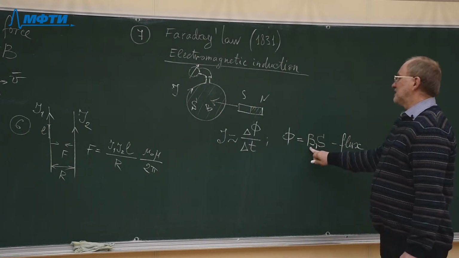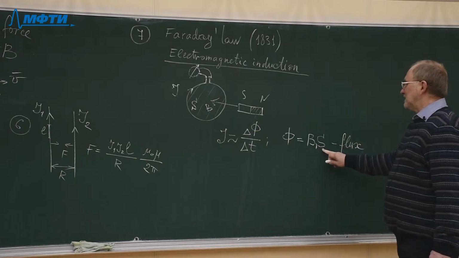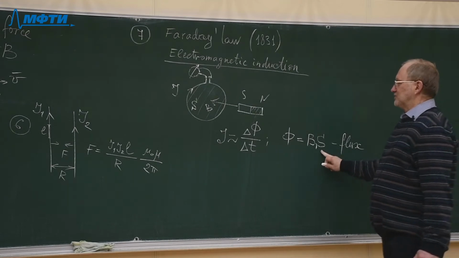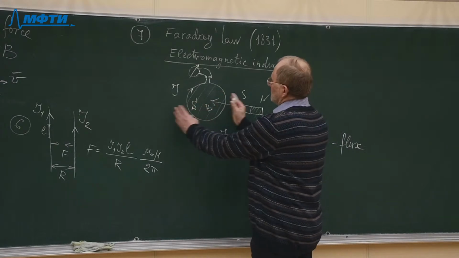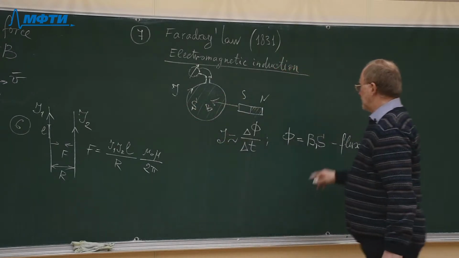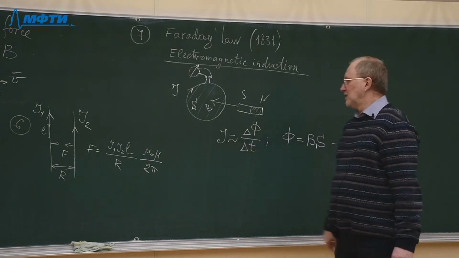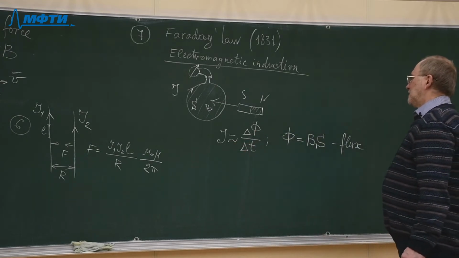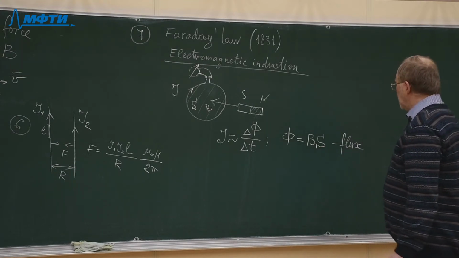So we may change the magnetic field, or we may change the area of the loop. We may somehow deform the loop and change the area. Again, the flux will change, and again there will be a current. So there are many possible ways to change this quantity.